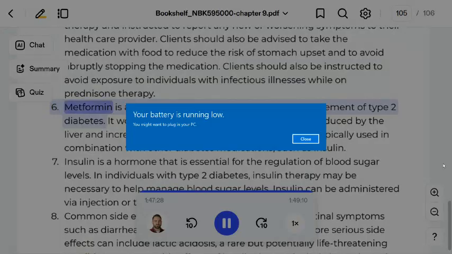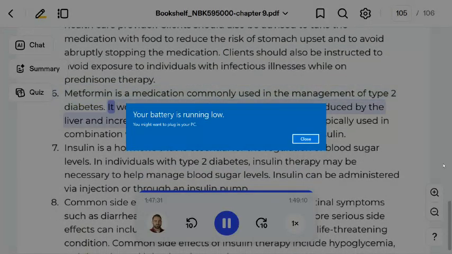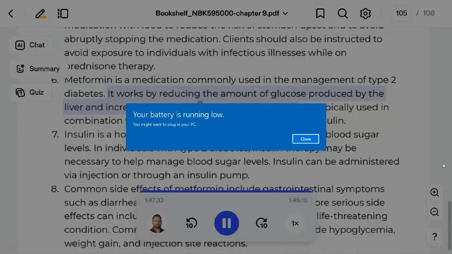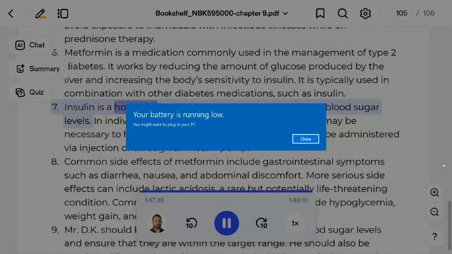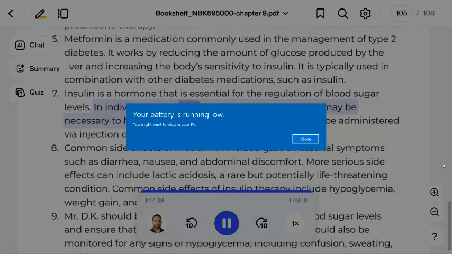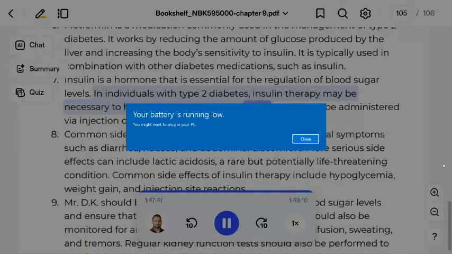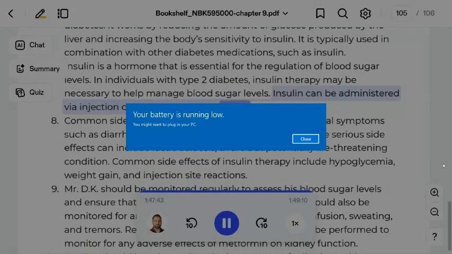6. Metformin is a medication commonly used in the management of type 2 diabetes. It works by reducing the amount of glucose produced by the liver and increasing the body's sensitivity to insulin. It is typically used in combination with other diabetes medications, such as insulin. 7. Insulin is a hormone that is essential for the regulation of blood sugar levels. In individuals with type 2 diabetes, insulin therapy may be necessary to help manage blood sugar levels. Insulin can be administered via injection or through an insulin pump.